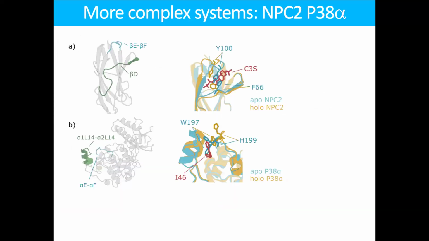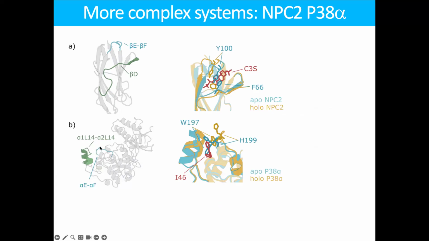So we looked at more complex systems, for instance, NPC2, P38 alpha, and you see here basically you have to move a long loop or basically these alpha helices.